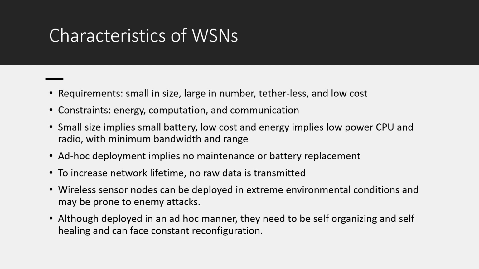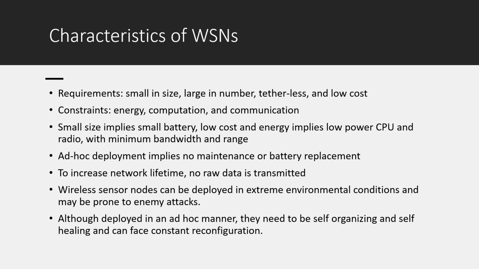The next is ad hoc deployment. So as we've already seen what ad hoc networks are, we know what ad hoc deployment means now, right? So as the deployment is ad hoc, it implies that there is no maintenance or no battery replacement. So no person can go to that area and fix those nodes or maybe change the battery. So to increase the network lifetime of those devices, no raw data is transmitted. So what does raw data mean?